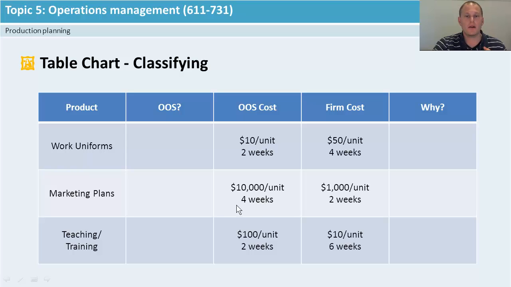With our marketing plans, should we outsource? It's going to cost $10,000 per unit versus $1,000, and it's also going to take longer. So outsourcing, we should definitely cross that one. Why should we do it? It's cheaper and faster to do it internally within the business.